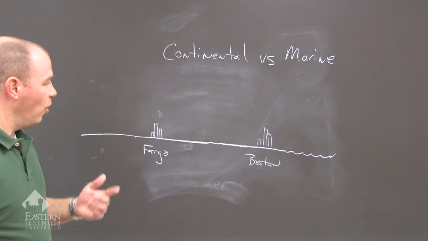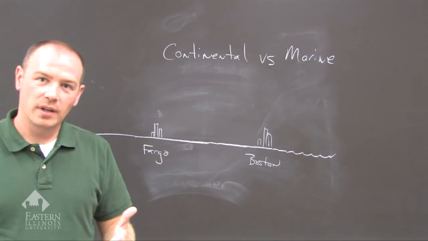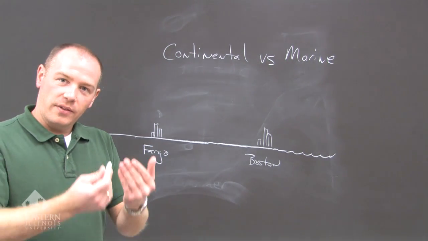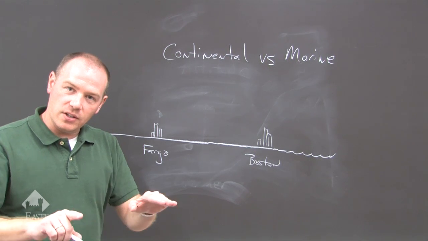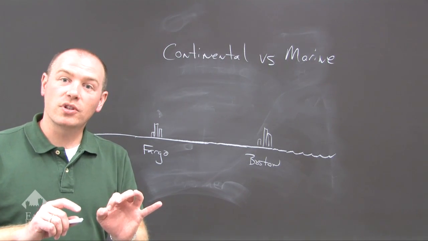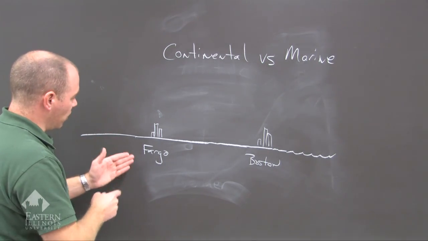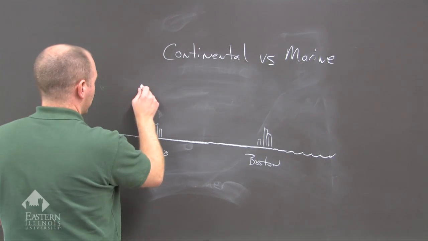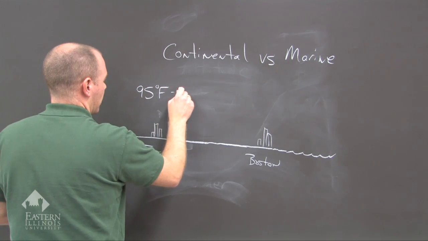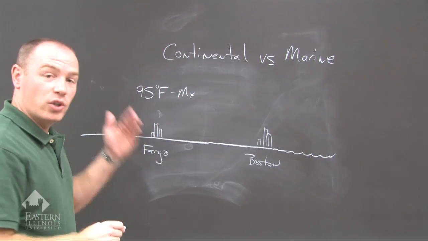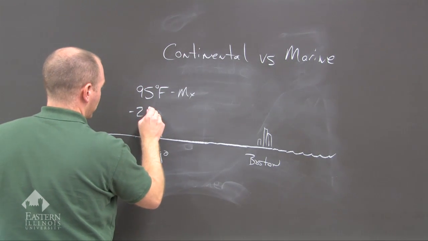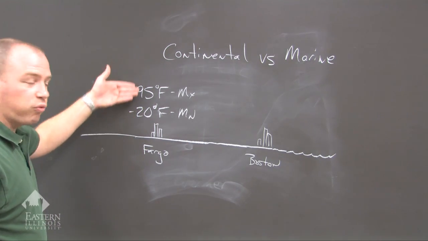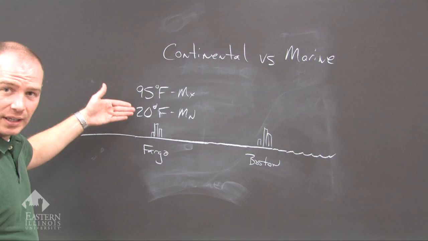Well, let's consider this. When we have moisture, the temperature drops slightly. When there's moisture available, then the temperature comes down a little bit. If there is no moisture, then the temperature wants to go higher. So if we consider Fargo, there is no vast body of water out here. And so you might get a 95-degree temperature that is the maximum for the year. And then during the winter, you get a negative 20-degree minimum. So this is a great variation in temperature.